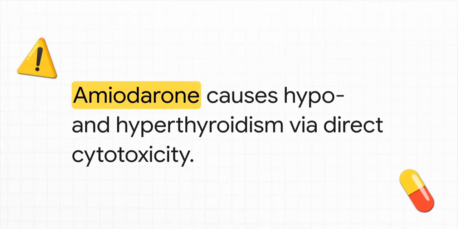Before we move on from the causes, I've got to highlight a massive clinical pearl straight out of Harrison's. If you're a med student or a doctor tuning into this explainer, pay close attention to the drug amiodarone. Because it's loaded with iodine, it can actually cause both hypo and hyperthyroidism. It does this via the Wolff-Chaikoff effect and direct cytotoxicity. So, the takeaway? Always keep a close eye on the thyroid panel for patients taking this specific heart medication.